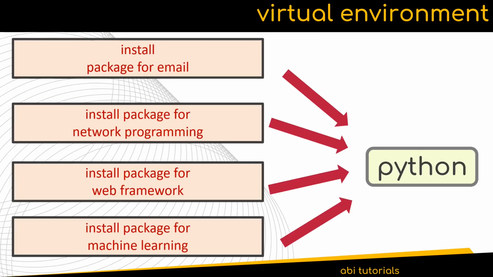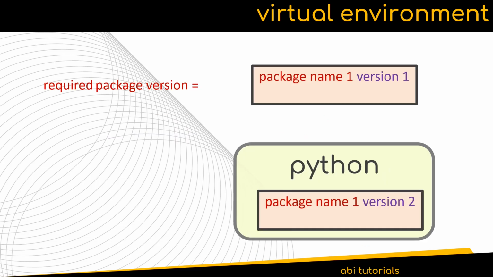Consider a scenario where you have installed various packages in your Python global environment as given in the image. The more packages you install to the global environment, your system becomes cluttered. Sometimes you may need only the package for machine learning, but you will unnecessarily have other packages for web framework or for emails, which you are never going to use. In certain cases, you will need a lower version of the package, whereas your Python environment has an upgraded version of the package that is not useful for your program.